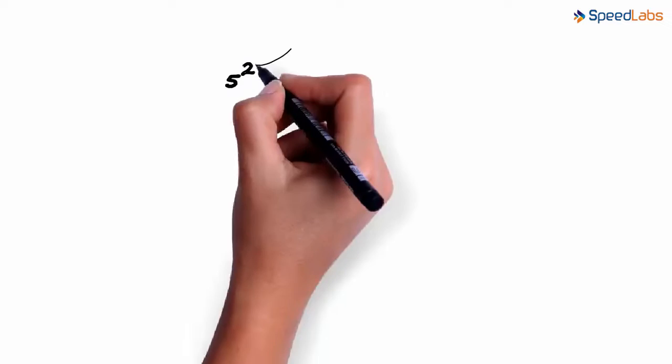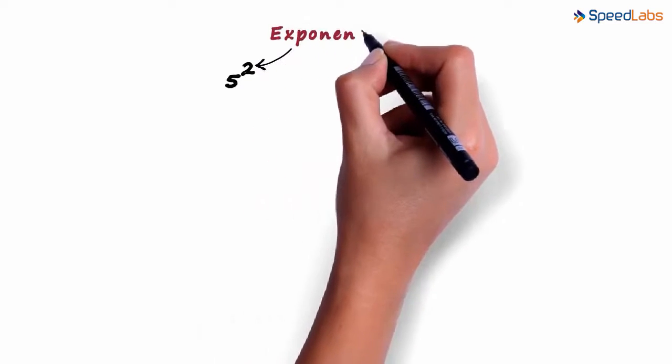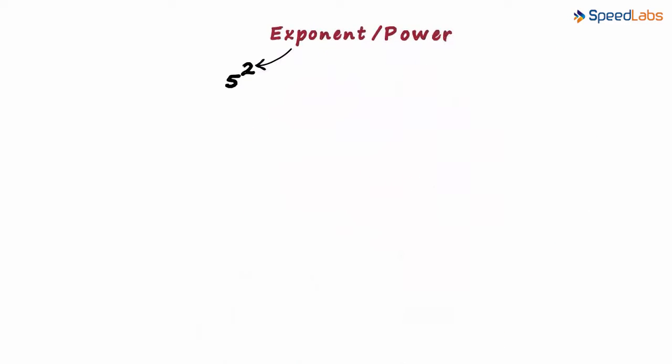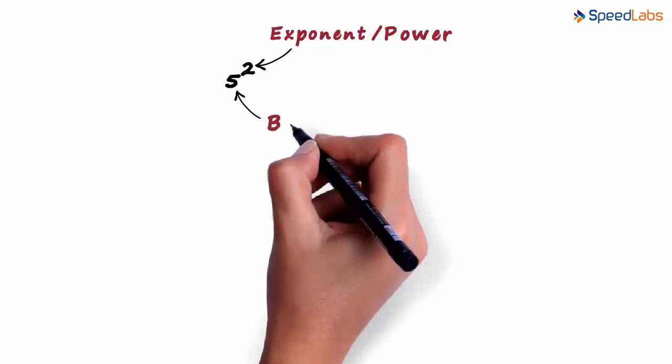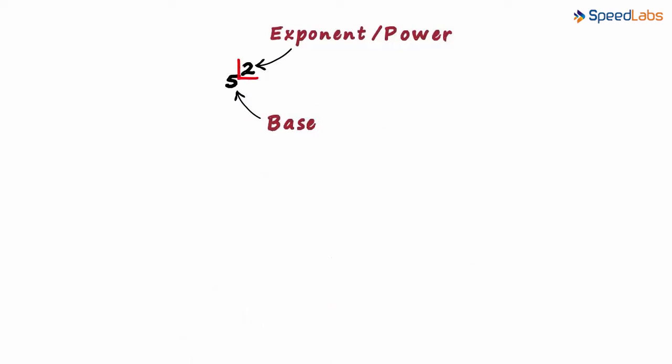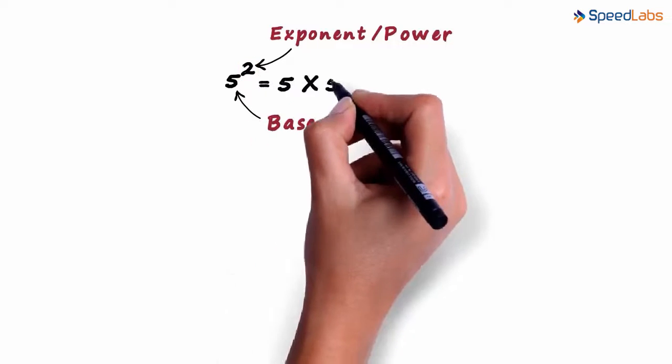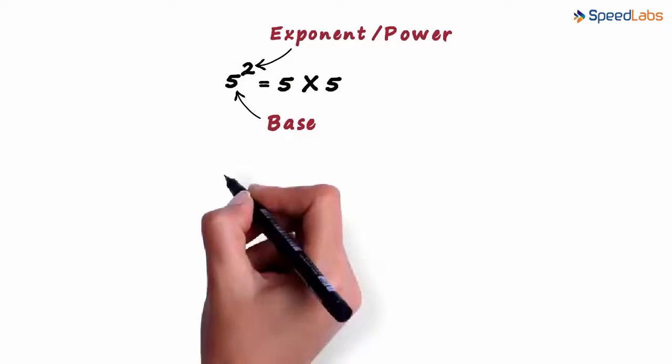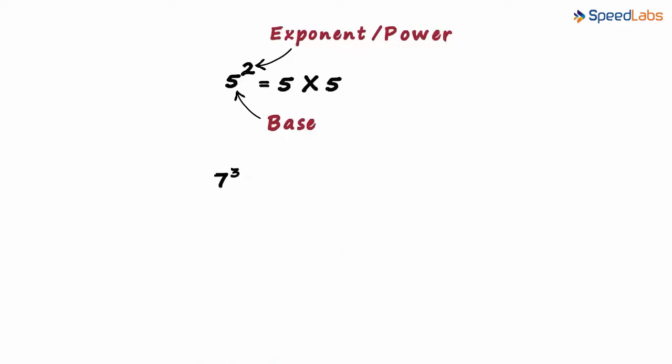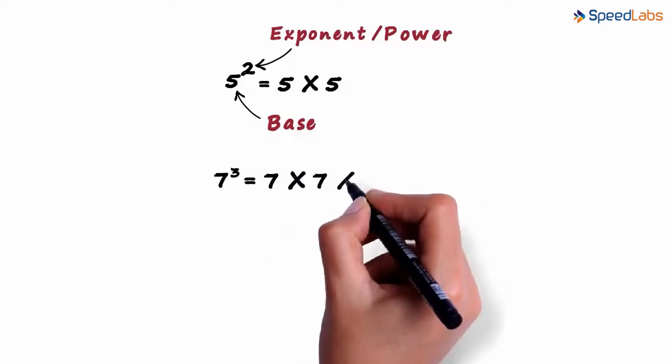The number 2 is called the exponent or the power, and the number 5 is called the base. The power tells us that this would equal the product of two 5s. Hence, we write it as 5 multiplied by 5. Similarly, 7 raised to 3 equals 7 multiplied by 7 multiplied by 7.